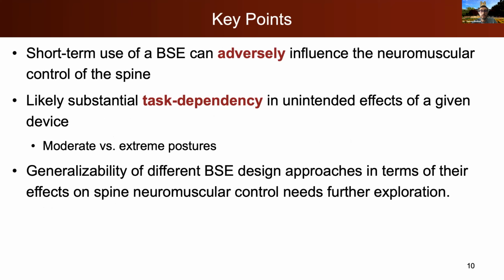Just the key points and takeaways from this study. So the short-term use of a passive back supported exoskeleton can adversely influence the neuromuscular control of the spine. And even for a given device, these effects may be task dependent. For example, we saw less stable trunk movements with moderate lifting conditions as compared to extreme lifting conditions.